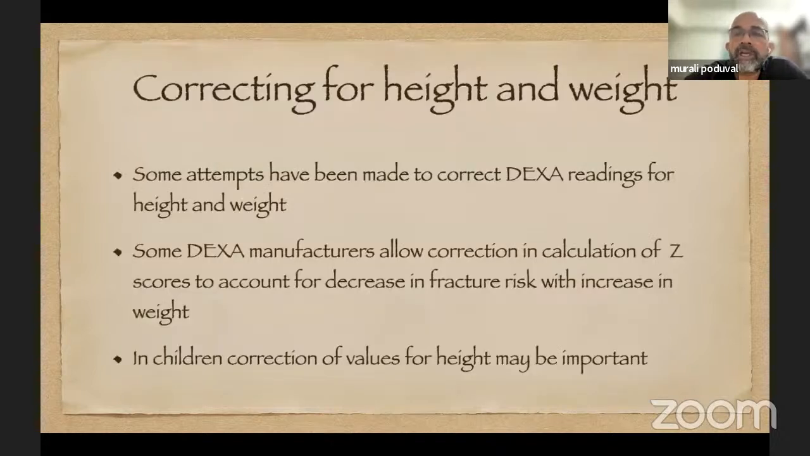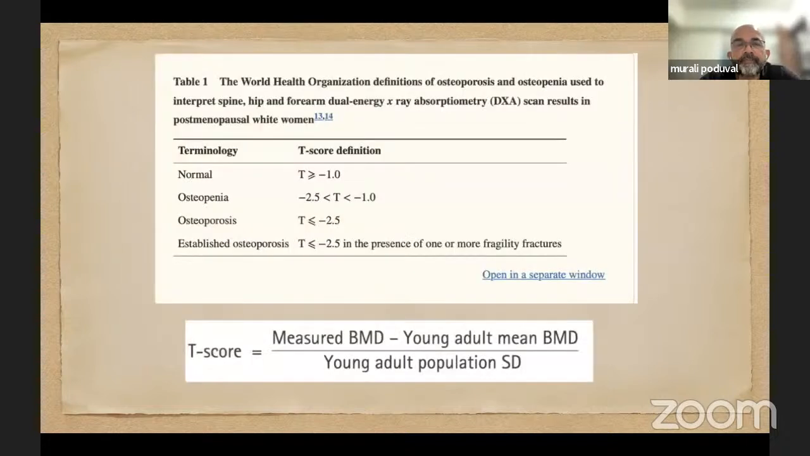But what about correction for height and weight? Some attempts have been made to correct the DEXA reading for height and weight, especially in the reporting part of it. Some DEXA manufacturers allow correction in the calculation of Z-score to account for the decrease in fracture risk with increase in weight. Especially in children, correction of the value for height may be important. But these are not yet part of the mainstream.